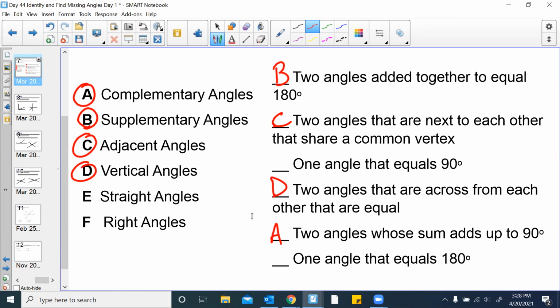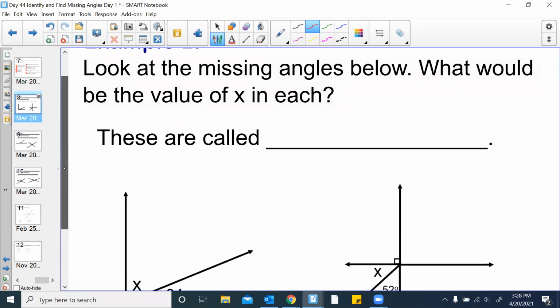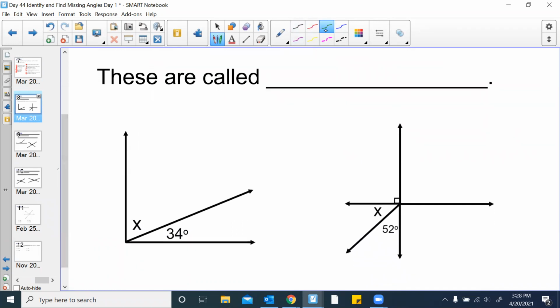And then some things that we didn't talk about here. A straight angle is just a straight line, so that's 180 degrees. And a right angle, which you know because we've been doing the Pythagorean theorem in the previous section, is one angle that equals 90. So when I look at the missing angles, what would be the value of x in each? Right away, I know that I'm looking for a right angle, especially here because it gives us our right angle symbol. So I know that these are going to be complementary.